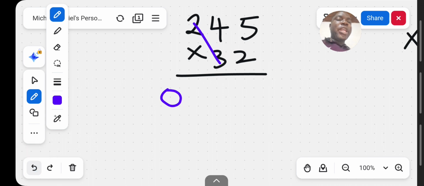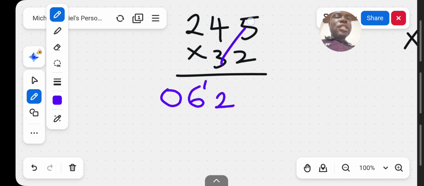Now we're going with 3 times 2. Now 3 times 2 is 6. That's 1 digit, so you just write the 6 like this on its own. Then the next is 3 times 4. Now 3 times 4 is 12. Well, you put 1 here and 2 here. Now the next is 3 times 5. 3 times 5 is 15. How do you write that? 1 here and 5 here.